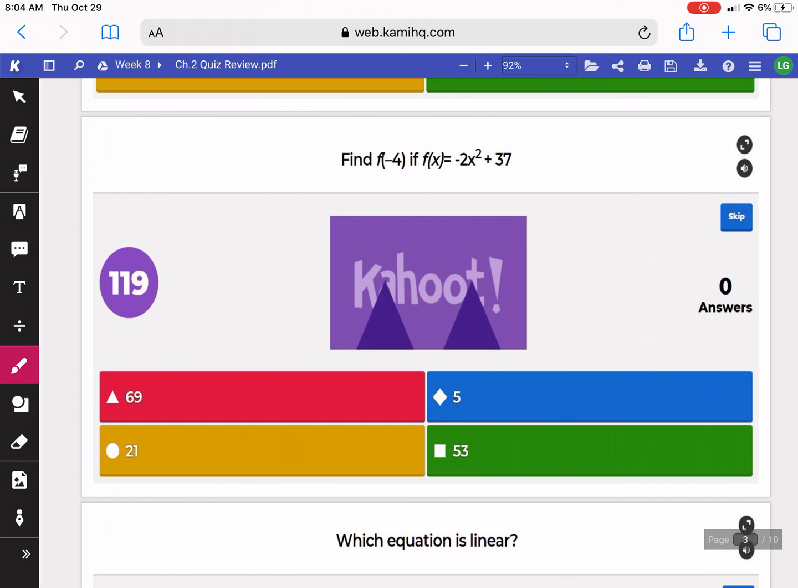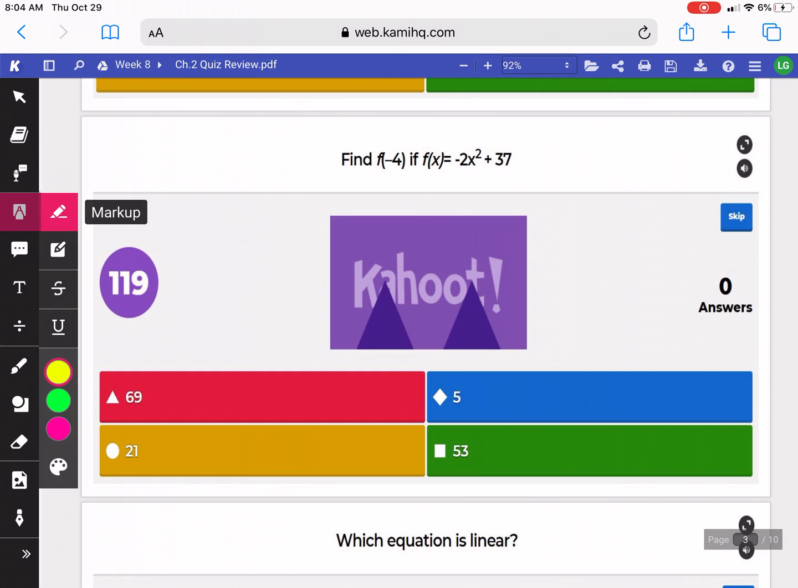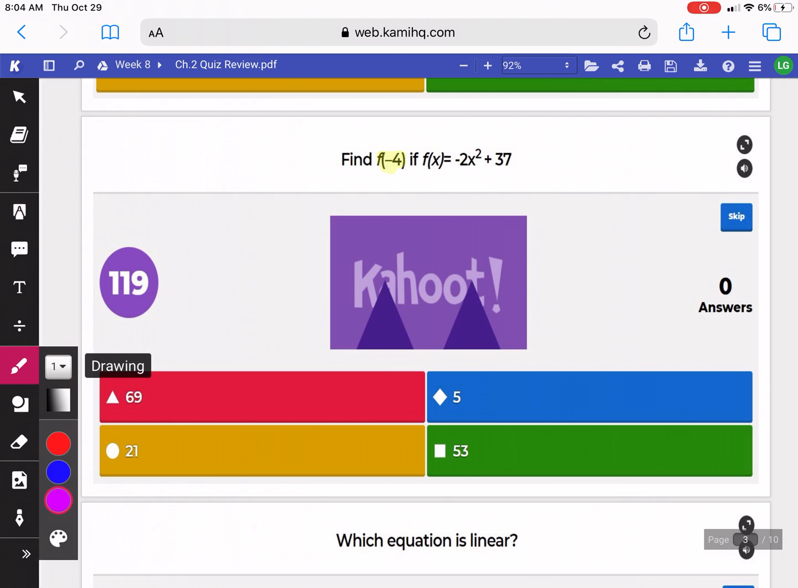Now, on this next problem, they want us to find f of -4 if f of x equals -2x squared plus 37. So what we're going to do is our number in parentheses is our x. So anywhere we see an x, we can plug in the -4. So this becomes -2 times -4 squared plus 37.